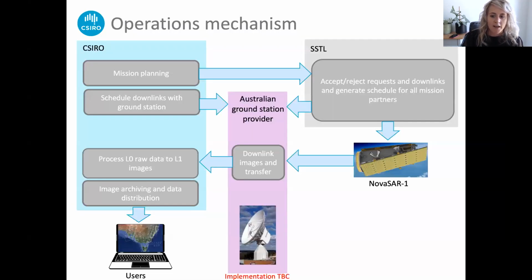So the day-to-day operations of the facility follow this simplified flowchart. CSIRO's key daily task is to undertake mission planning, and those mission plans are then submitted to the satellite operator, SSTL, who then arbitrate the requests from all of the mission partners and generate a schedule that's uploaded to the satellite. The downlinking of the data is soon to occur via an Australian ground station, providing access to the data in closer to near real time than has previously been achievable. CSIRO then processes the raw data into level 1 images, and then we distribute those images to the users.